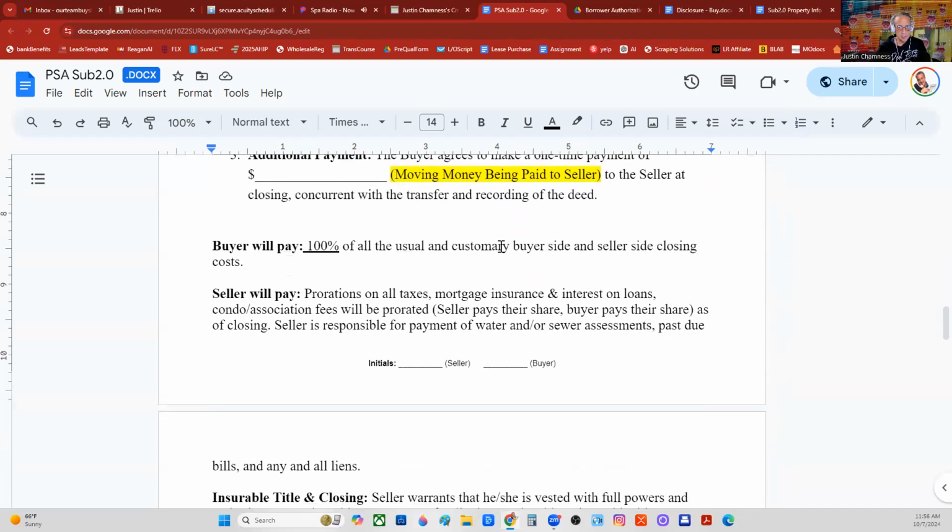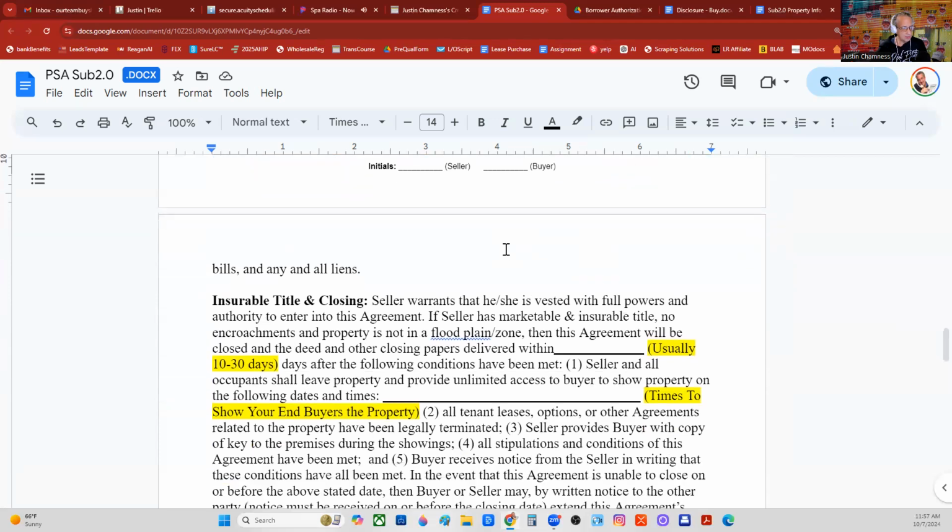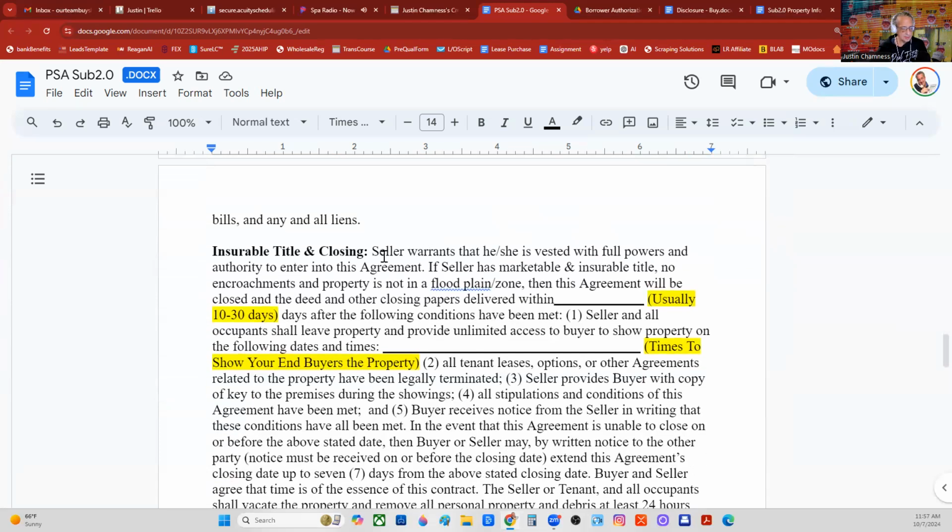Now this is straight subject to here. This is pretty simple. It's not complicated. As a straight subject to, buyer will pay 100% of the usual and customary buyer and seller side closing costs. Seller will pay prorated taxes, mortgages, all that standard, which means the closing attorney will prorate things to the day of closing so that you're not paying a whole year's worth of taxes. Now, there might be some things that come up where maybe he owes back taxes. You'll have to pay. So, that's why you need a good closing attorney that can put all of these things together appropriately.